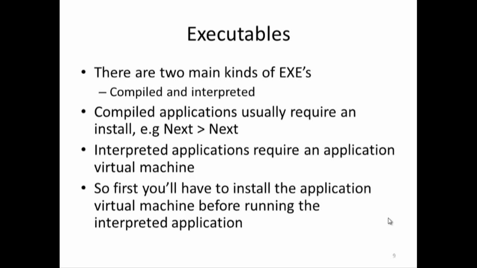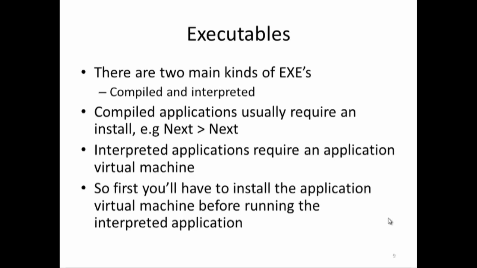So I'll briefly talk about executables. There are essentially two main kinds of executables: compiled and interpreted. Compiled applications you can kind of think of as usually having to do the next-next install process. Not always, but in general, when you think about compiled applications, that's what you think about. Although a compiled application could be standalone, you don't necessarily need an installer. But when people think about compiled applications, typically it's probably something like that.